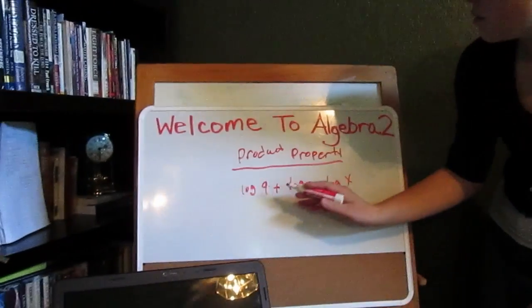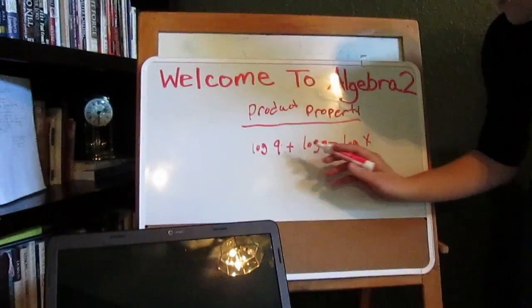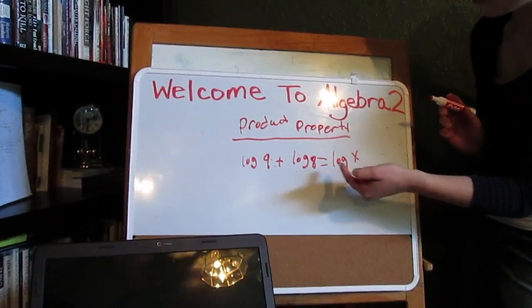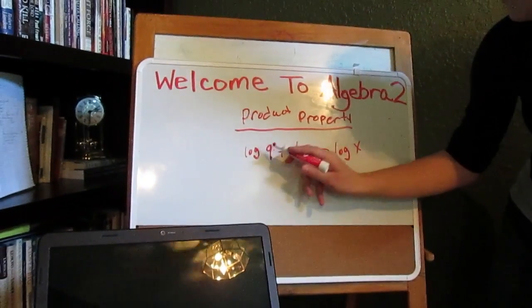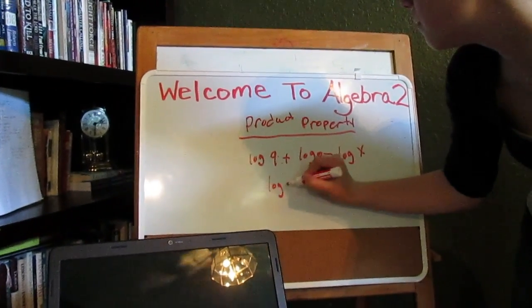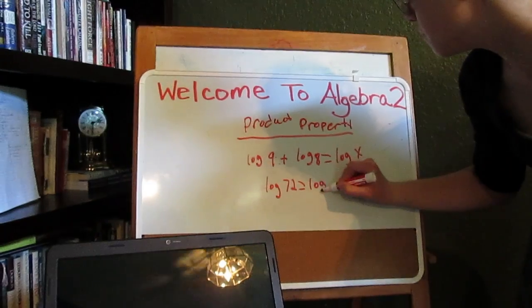To solve this, they're being added, so you use the product property. You multiply the arguments. Before you do anything, make sure the bases are equal. All the bases are equal. So now multiply the arguments. 9 times 8 equals 72. So you have log 72 equals log x.